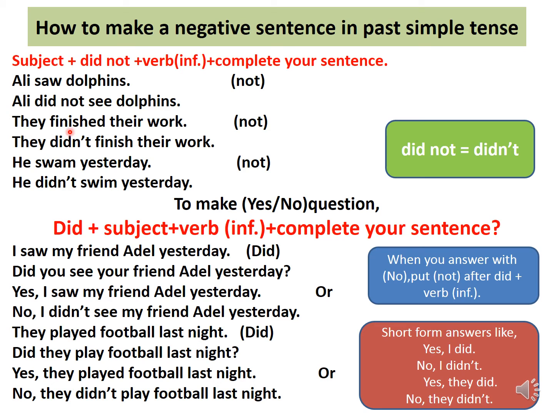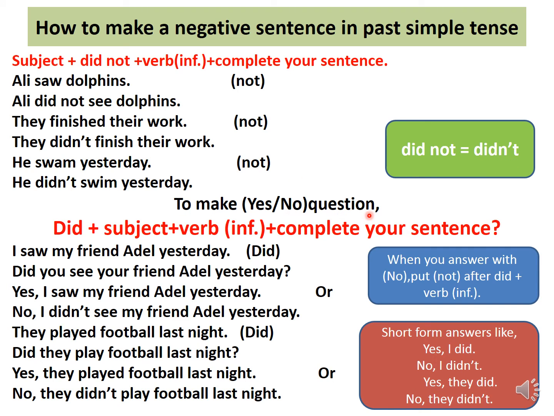Another example. They finished their work. Put not. So they didn't finish their work, without ed. Pay attention. If you have ed, delete ed with didn't. If you have the past form, change the past to the present. He swam yesterday. Put not. So he didn't. The present of swam is what? Swim. He didn't swim yesterday. And pay attention, did not is the same as didn't. The contraction form or the short form is didn't.